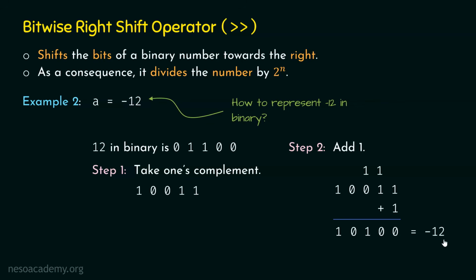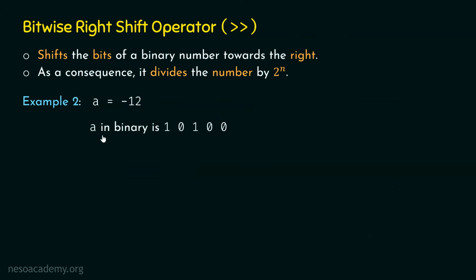Now as we know the binary equivalent of -12, we are ready to shift the bits of this number. So it is clear that A in binary is 1 0 1 0 0. Let's now shift these bits towards the right. A >> 1. So we now need to shift these bits towards the right only once. We will get this as the result: 1 1 0 1 0.